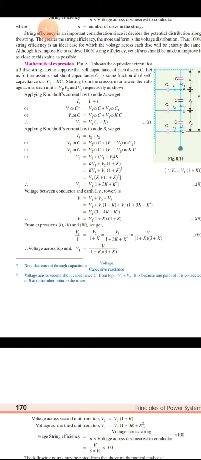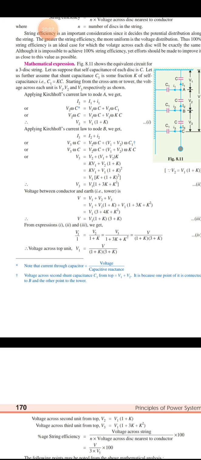Similarly, the voltage across the second unit from the top, V2, is V1 times (1 plus K), and the voltage across the third unit from the top, V3, is equal to V1 times (1 plus 3K plus K squared). The percentage of string efficiency is the voltage across the string divided by N times the voltage across the disc nearest to the conductor, times 100, which is V by 3 times V3, times 100.